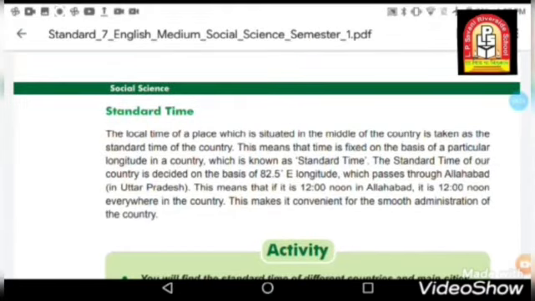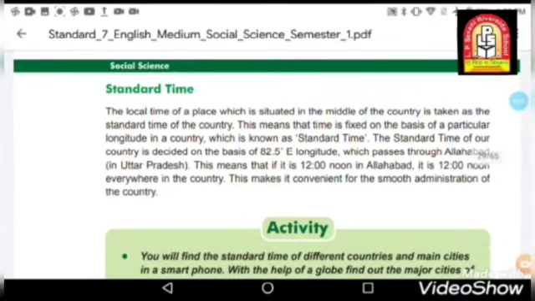As we all know, our India is very vast, so because of that there are many longitudes in between, right? So there would be a change after every 1 degree of longitude, right? So to avoid the confusion and to make the same time in the whole country, this standard time has been decided so that the administration is very smooth.